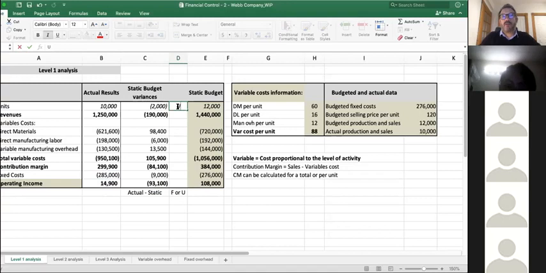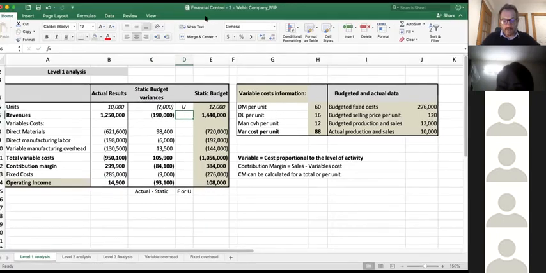Okay, so this one is unfavorable because we planned to sell 12 and we sold only 10. Okay, so for the revenues, we have an unfavorable variance as well. For the direct material, we have a favorable variance, right? Because we have less cost than expected. No, it's unfavorable for the direct labor. It's favorable for this one, favorable for the variable cost, unfavorable for the contribution margin and the fixed cost as well, and so the revenue. Okay, so we expected to have 108, we have only 14,900. Okay, so that's a big difference.